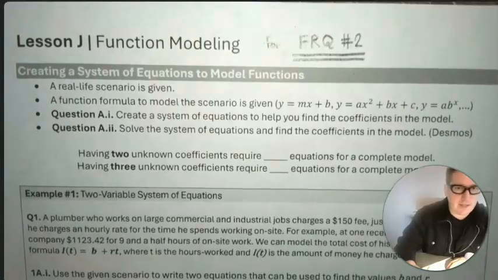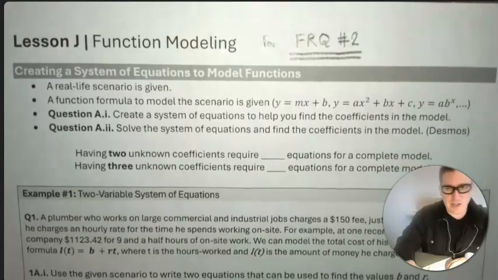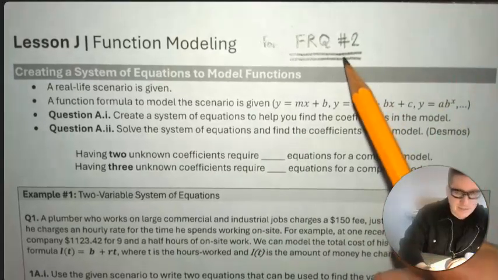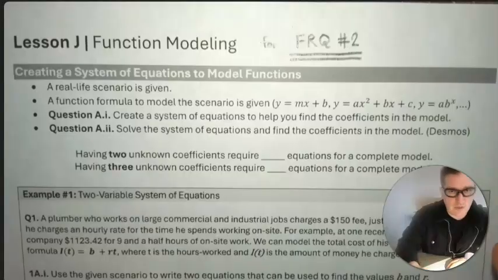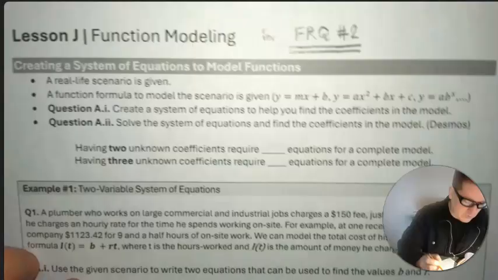All right, our next lesson is called function modeling. It's not something we really covered in my class, but I'm going to show you how to do it real quickly. And it's something that's going to show up in free response question number 2. So basically, this is how it's going to come down in free response question number 2.